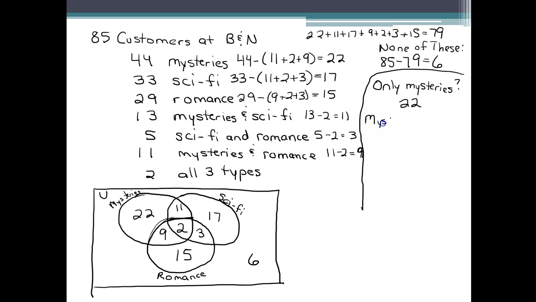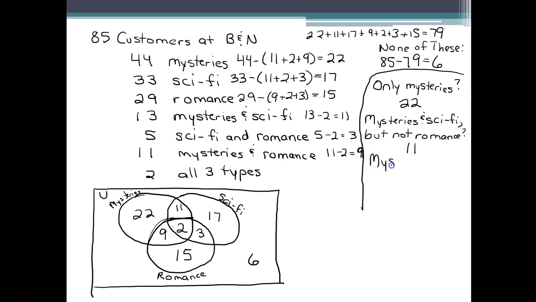Mysteries and sci-fi but not romance. Okay, mysteries and sci-fi is this overlap of 11 and 2. But they said but not romance, so you've got to leave out this 2 that's in the romance circle. So it's just 11.